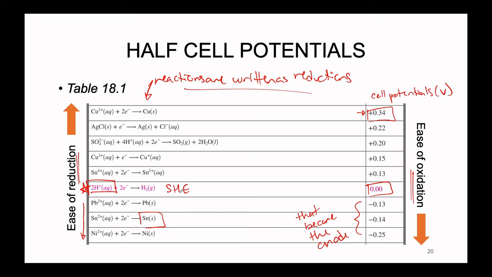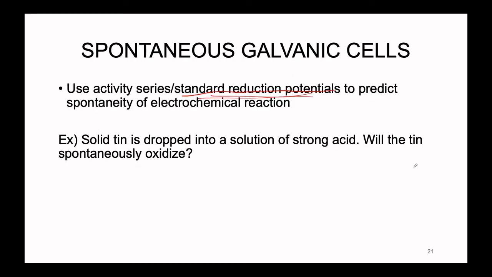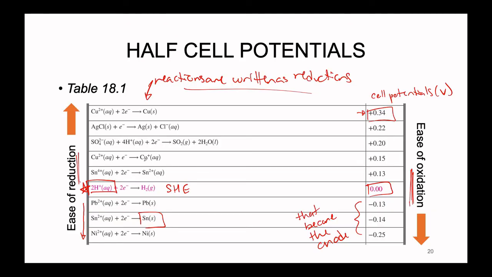Well, since tin is further down on the table than our strong acid, which is present in the standard hydrogen electrode, that means that tin is more easily oxidized. And if our question is, will the tin spontaneously oxidize? Our answer, therefore, is yes. The solid tin, which I'm going to go backwards again, is not going to be the product of reduction, but rather is going to cause an oxidation to occur. In other words, the further down we are on the table, the more likely the reverse reaction is going to occur.